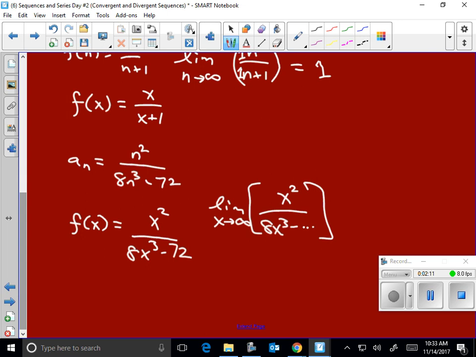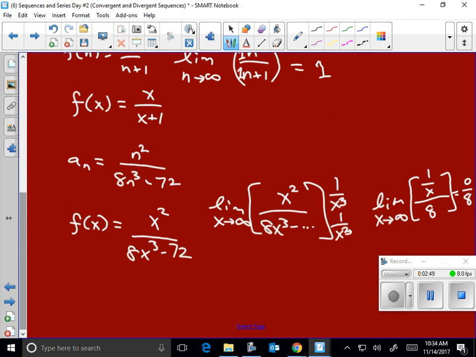Well, I could use either L'Hopital's rule, right? Or I could do this: divide both terms, top and bottom, by, oops, that should be an x cubed. So if I did that, what would the numerator turn into? x squared over x cubed would be 1 over x, right? And 8x cubed over x cubed would be 8. And so the limit as x goes to infinity would be 0 over 8, which would be 0. So the numerator's power is lower than the denominator's, therefore it will go to 0.